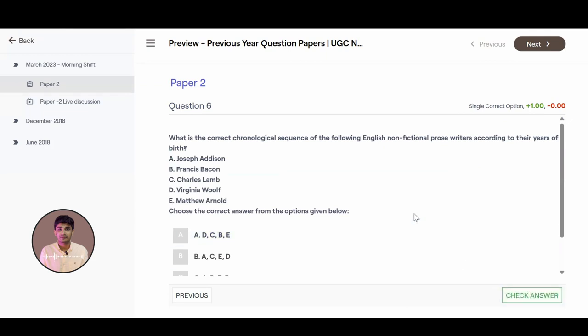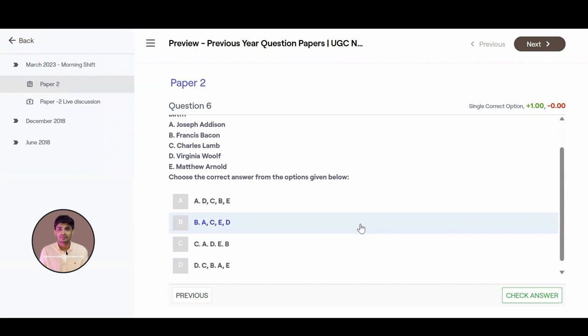What is the correct chronological sequence of the following English non-fictional prose writers according to their years of birth? You should give me the answer. See, I'll tell you how to answer this question. You should be able to first place these writers in their respective eras. If you take Arnold, for example, Arnold wrote during the Victorian era. So if you can place these writers in their respective eras, it will be simple for you to answer the question. That is how you can easily tackle these kinds of questions.